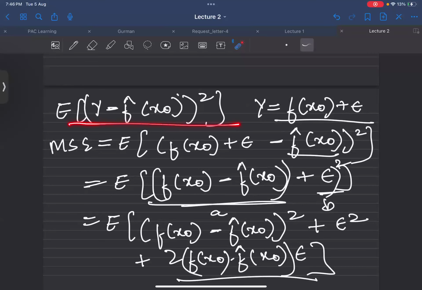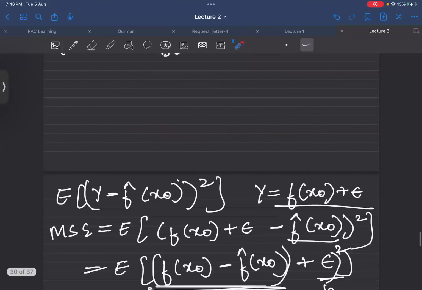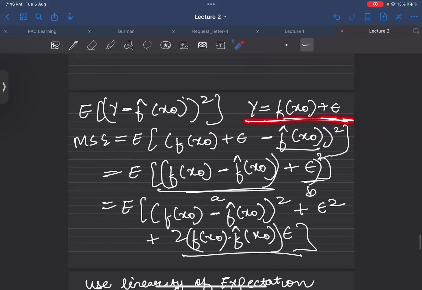So I was in this step. How did we jump to this equation, how did we come to this equation? That's what I'm trying to make you understand. Y is equal to f(x0) plus epsilon. We have just substituted that: f(x0) plus epsilon minus f bar(x0). Just rearranged that: f(x0) minus f bar(x0) plus epsilon, whole square. Fine.